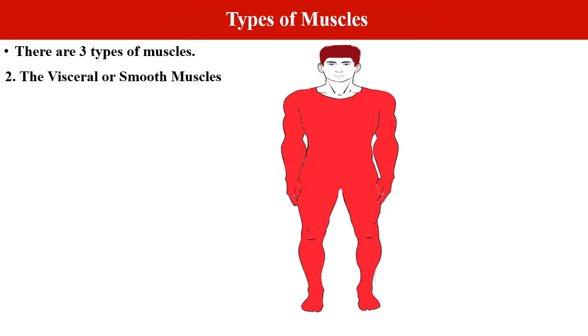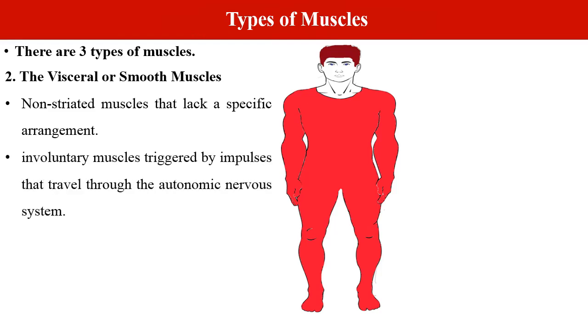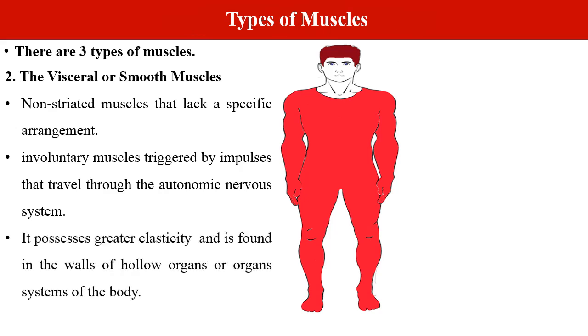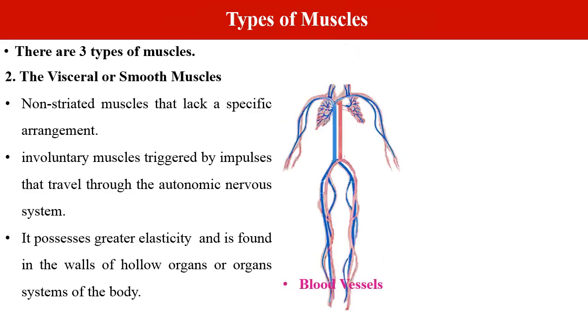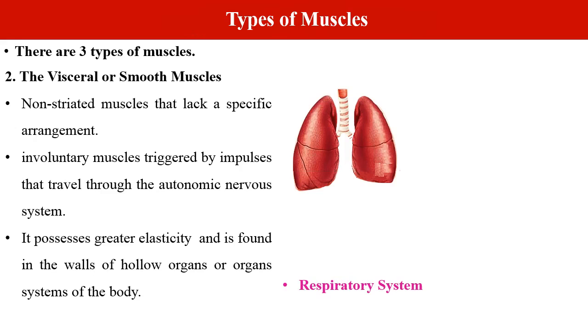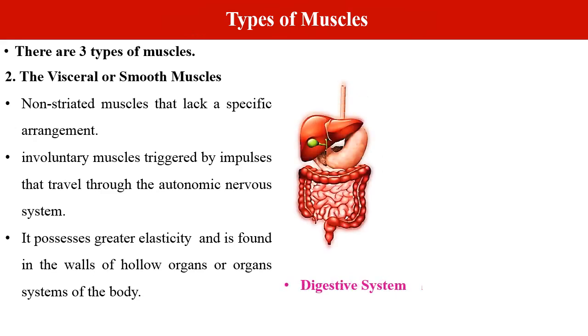The visceral or smooth muscles. These are the non-striated muscles that lack a specific arrangement. These are the involuntary muscles which are triggered by impulses that travel through the autonomic nervous system. These muscles possess greater elasticity and are found in the walls of hollow organs or organ systems of the body. For example, the blood vessels, the respiratory system, and the digestive system, etc.